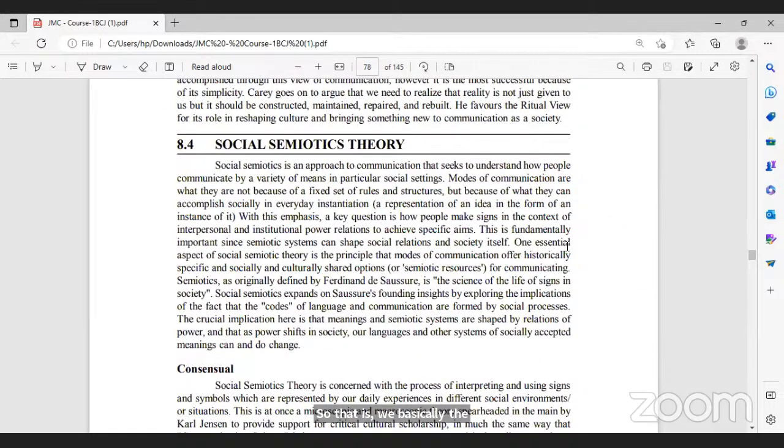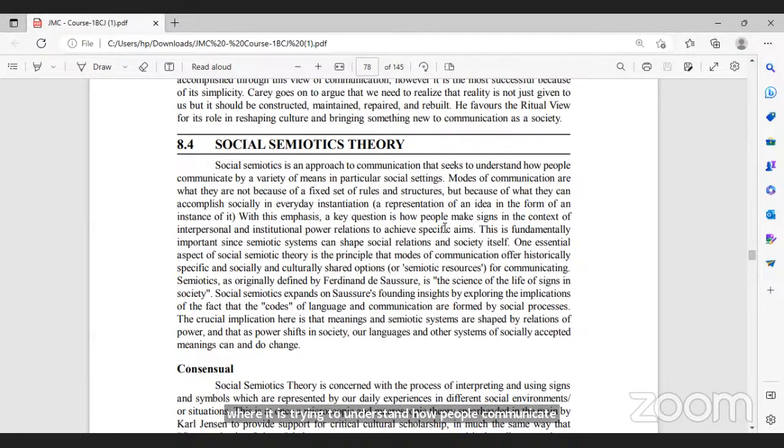Then we have social semiotic theory. It is an approach to communication that seeks to understand how people communicate by a variety of means in a social setting. Modes of communication are not a fixed set of rules and structures, but are shaped by what they can accomplish socially in everyday instantiation, or representation of an idea in the form of an instance. Basically, it is a different approach: it tries to understand how people communicate by a variety of means in a particular social setting.